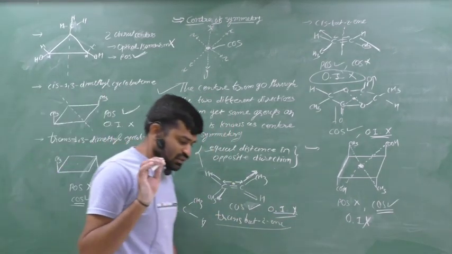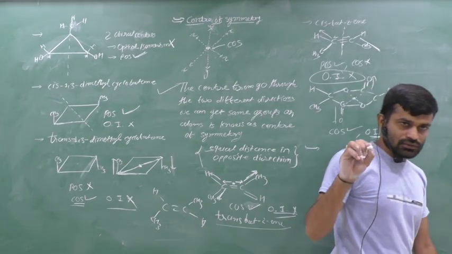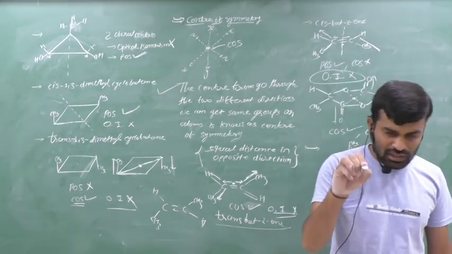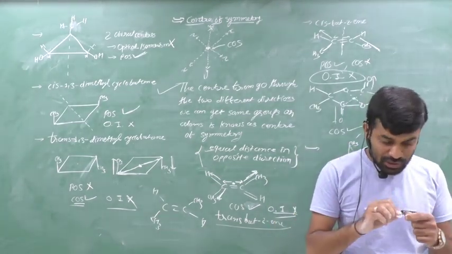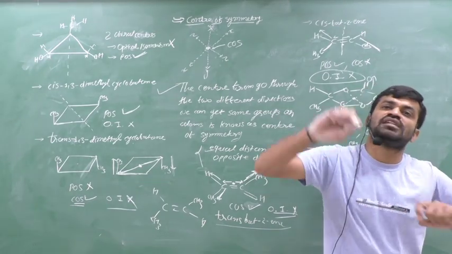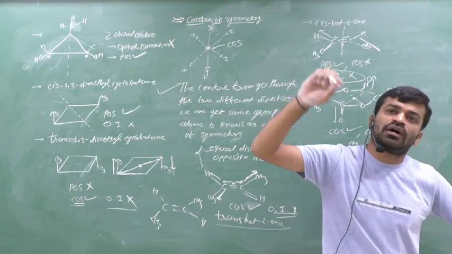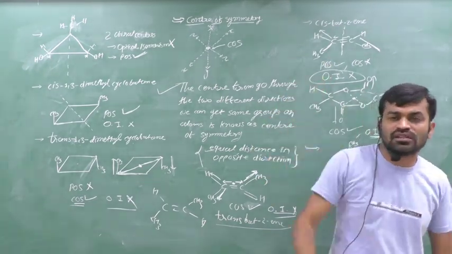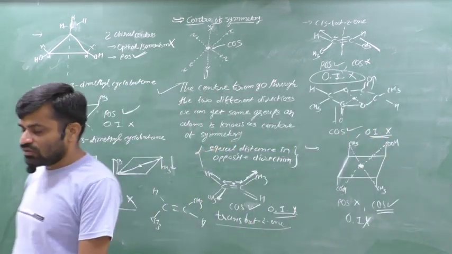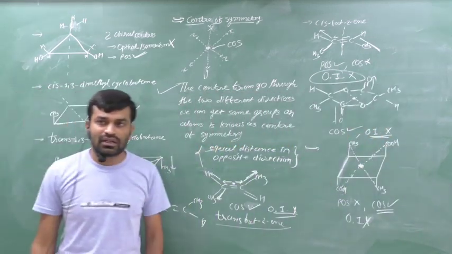This means we consider a point in the center of the molecule, and from this point we go through the opposite directions and find the same parts at equal distance. We can say that this molecule has a center of symmetry. Clear?